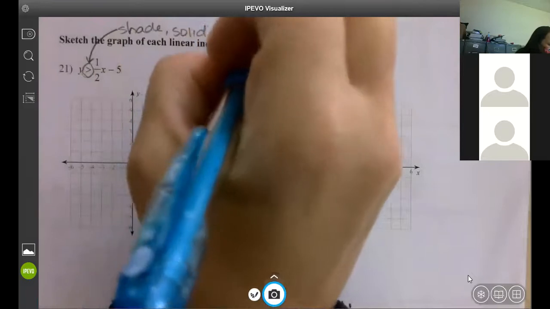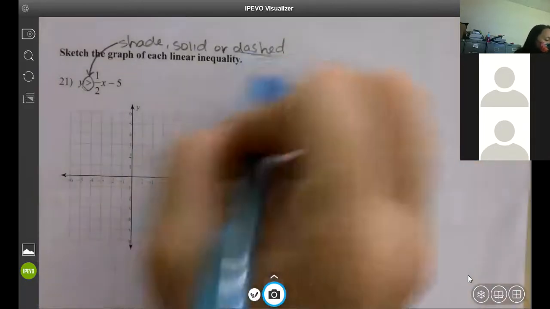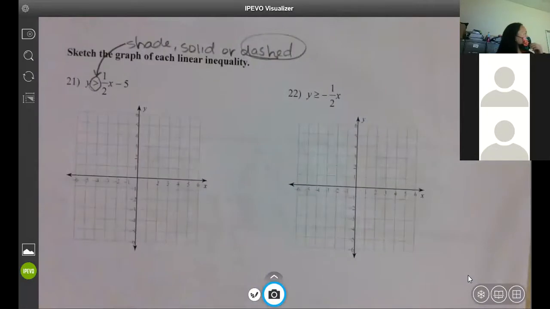What is this one going to be? Solid or dashed? Dashed, because it doesn't have an equal mark. So what I would do is check all your multiple choice first, and anything that's not dashed, go ahead and mark it out. Process of elimination. You might get the answer just by doing that.